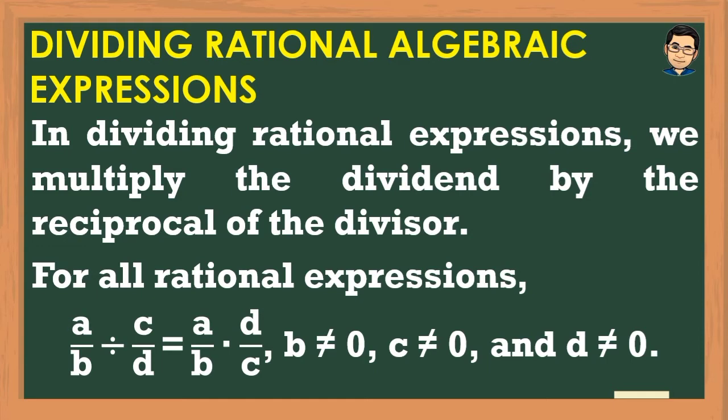And then, B is not equal to 0, C is not equal to 0, and D is not equal to 0. It's because of the word undefined. So, tatandaan nyo po, we cannot divide a number, a term by 0. It's because the answer will be undefined.